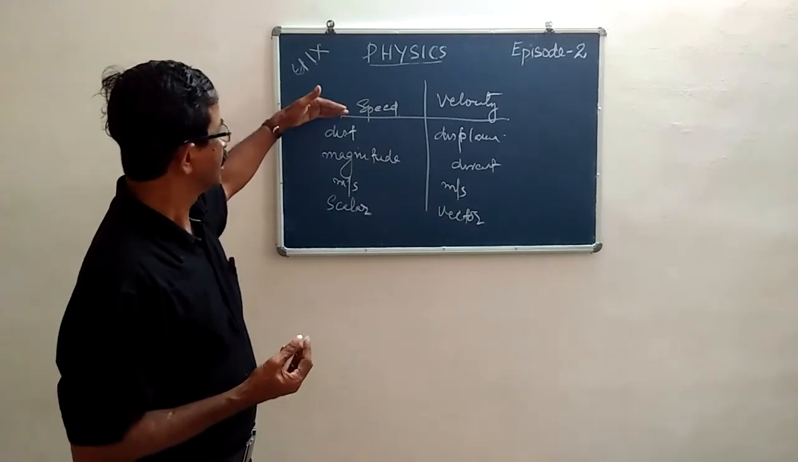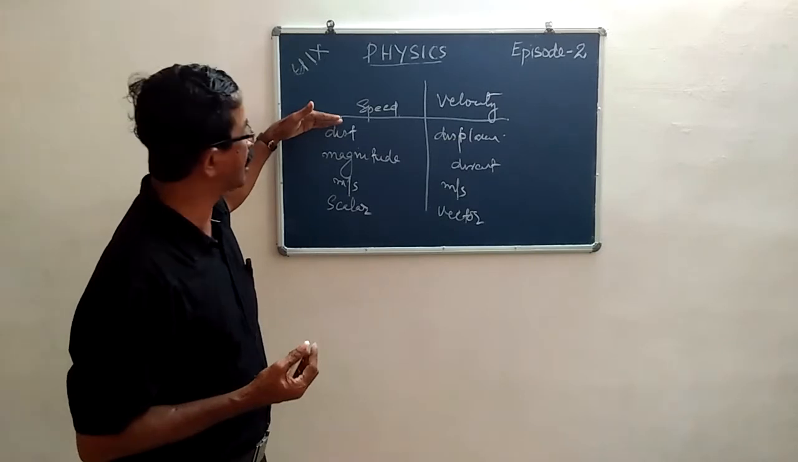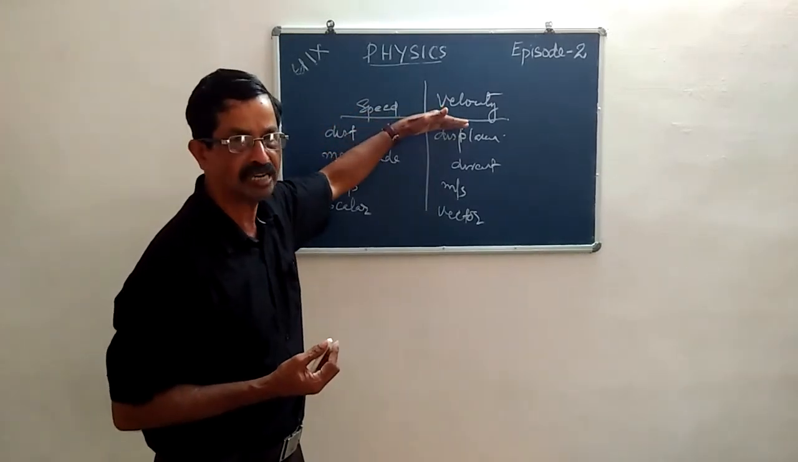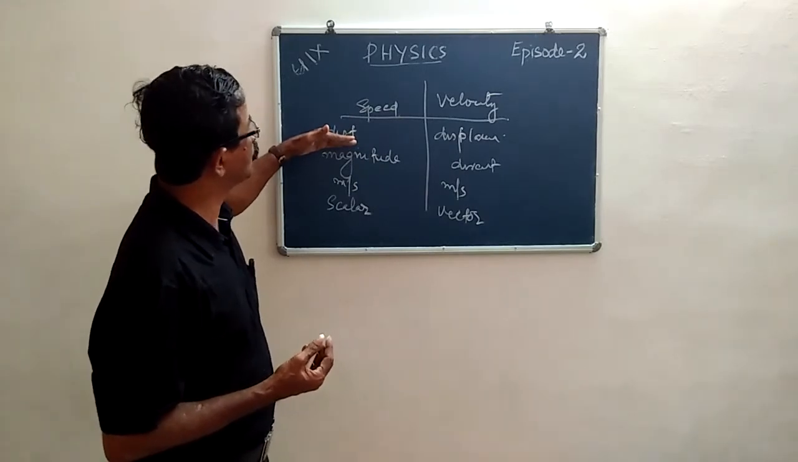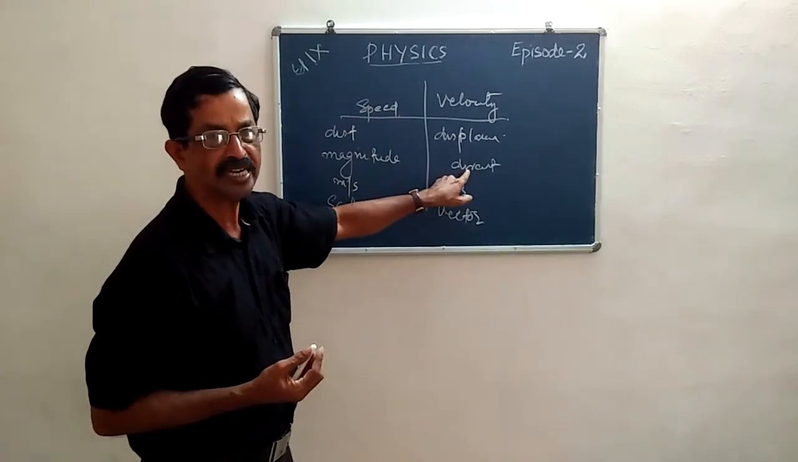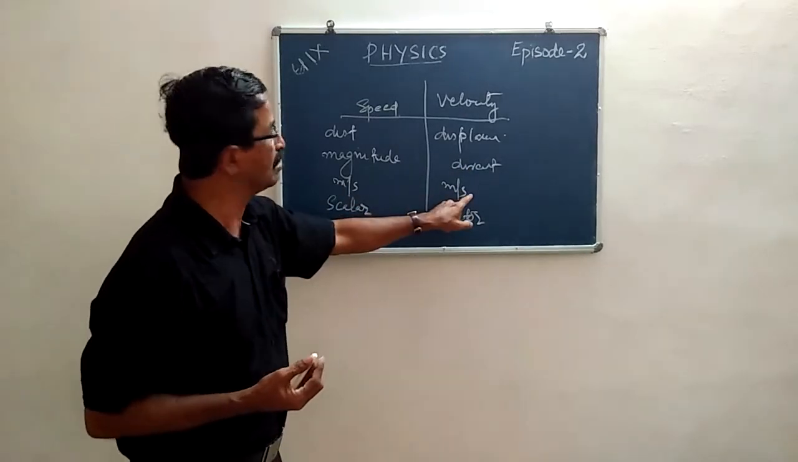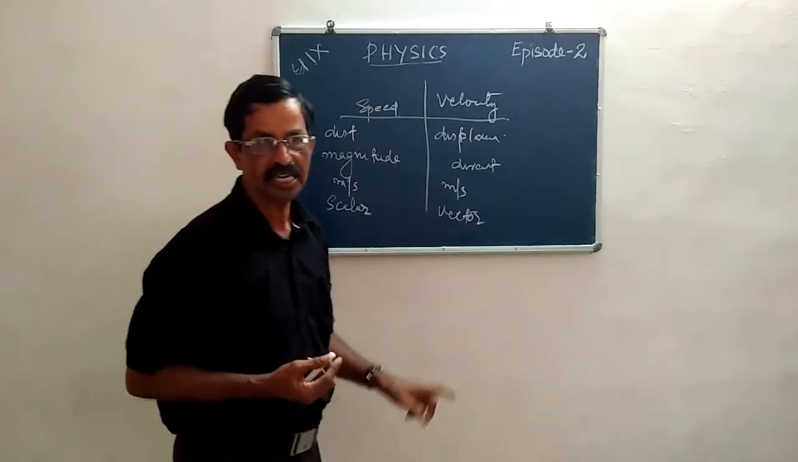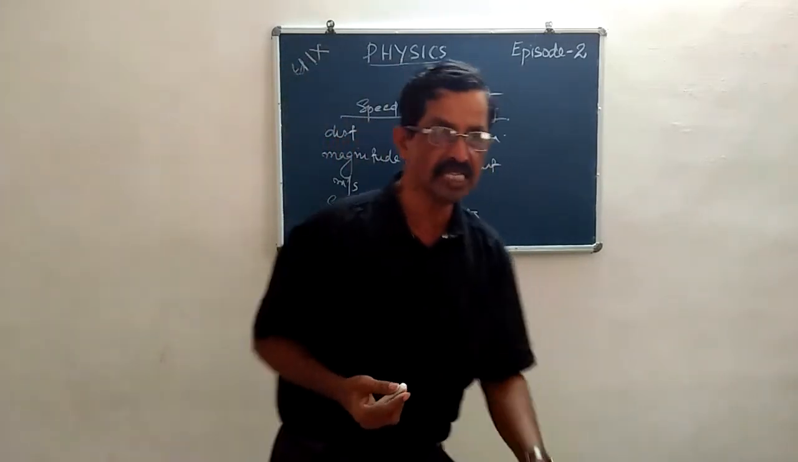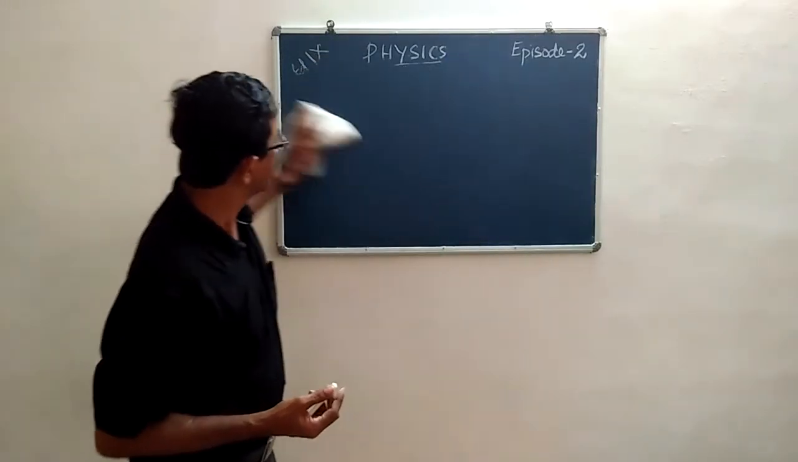Once again, what is speed? It is the distance traveled in unit time. Velocity is displacement in unit time. Speed is with only magnitude. Velocity has magnitude and direction. Both have the same unit, and speed is a scalar. Velocity is a vector. This is the answer for the first question given to you.